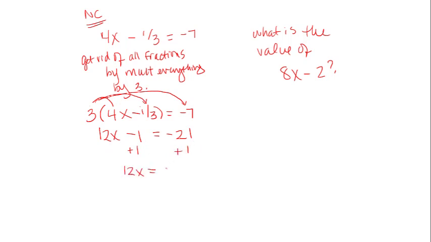So negative 21 plus 1 is negative 20. Then we're going to divide by 12. Now we're going to divide by 12 without a calculator. So what you want to do is ask yourself, what can we divide both the numerator and the denominator, the top and bottom, by, but it has to be the same number.